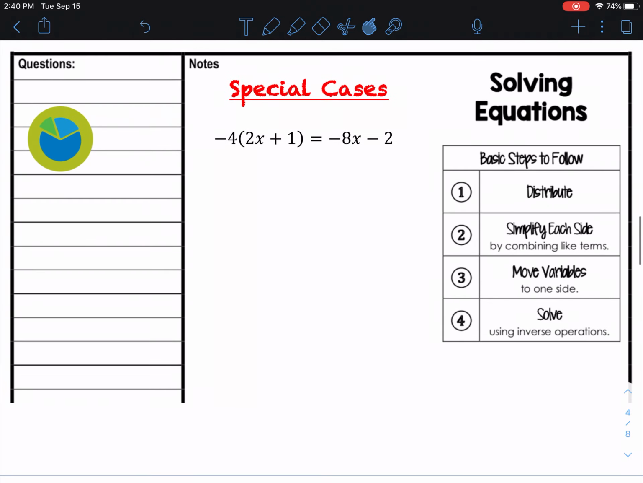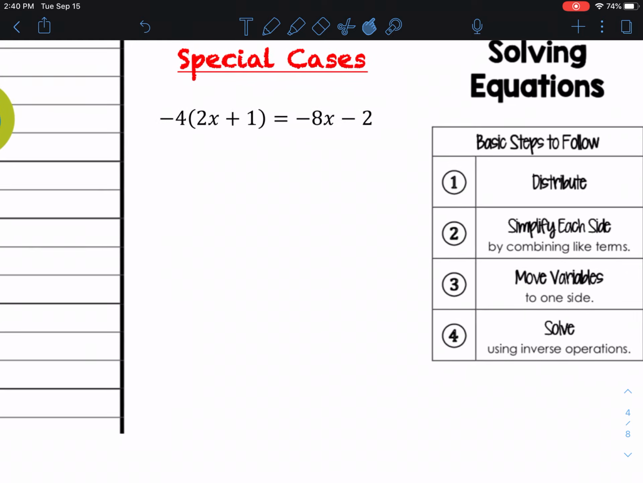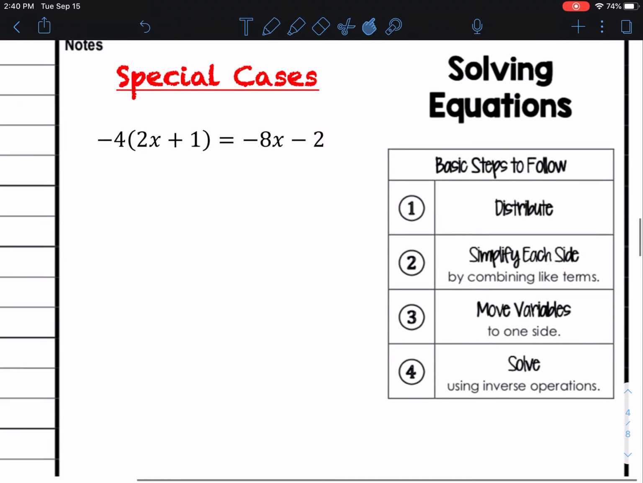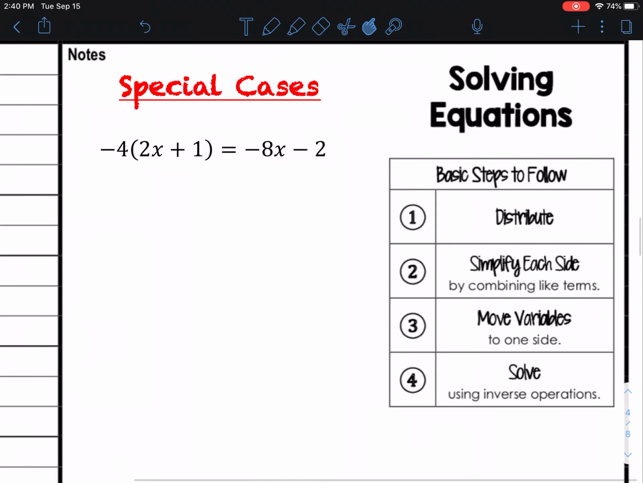Okay, so special cases. What happens? What are we talking about? Well, let's zoom in here a little bit and take a look at this problem. So when we solve equations, these are our steps again. So the first thing I want to do, just like before, is I want to solve this by distributing first if I can. So I'm going to do that.